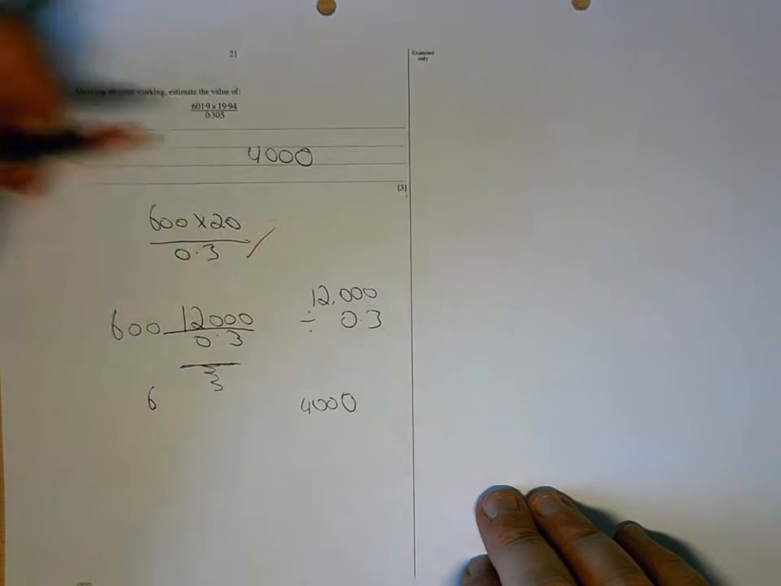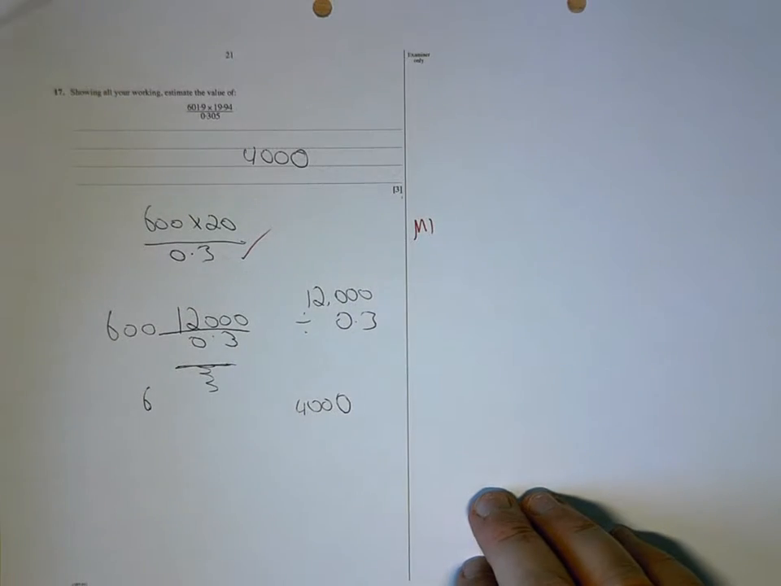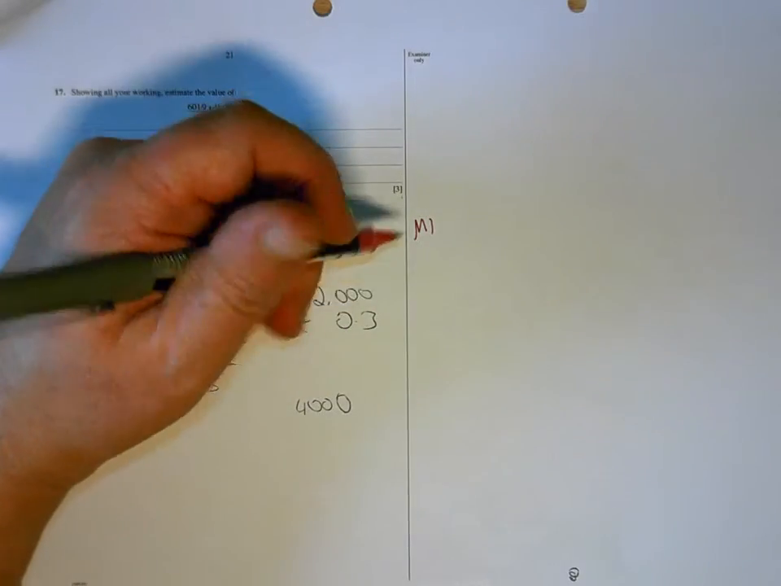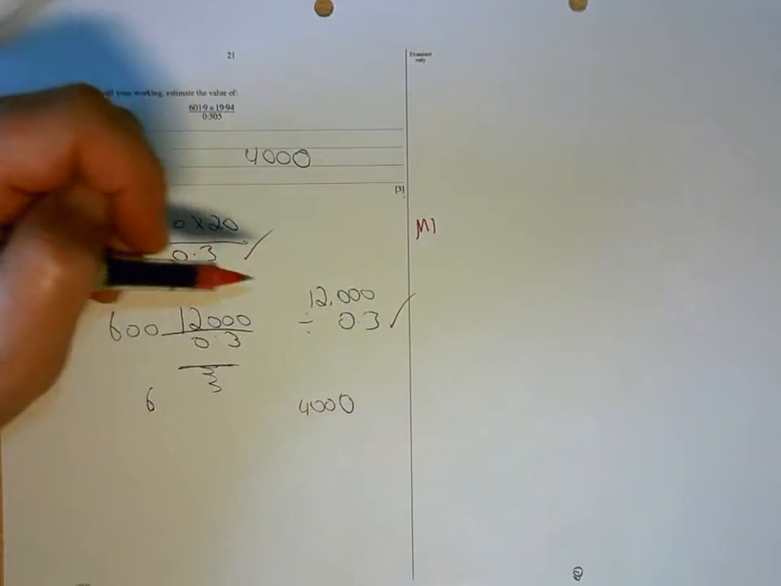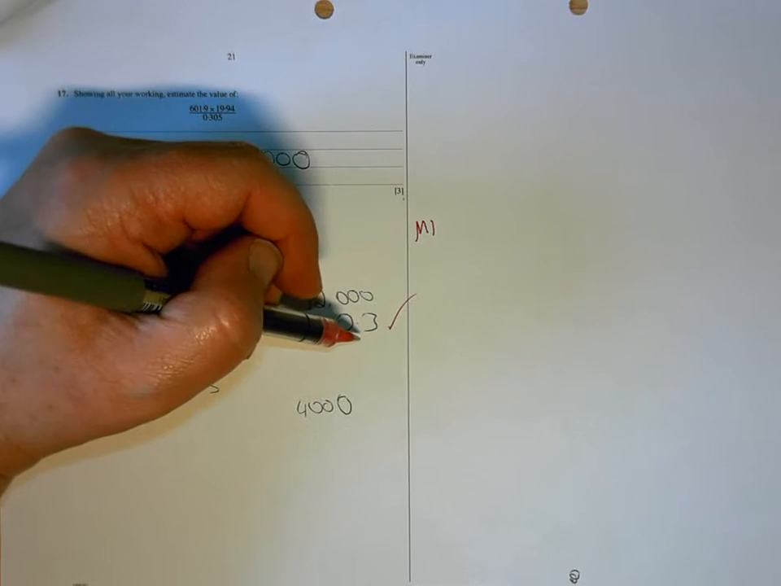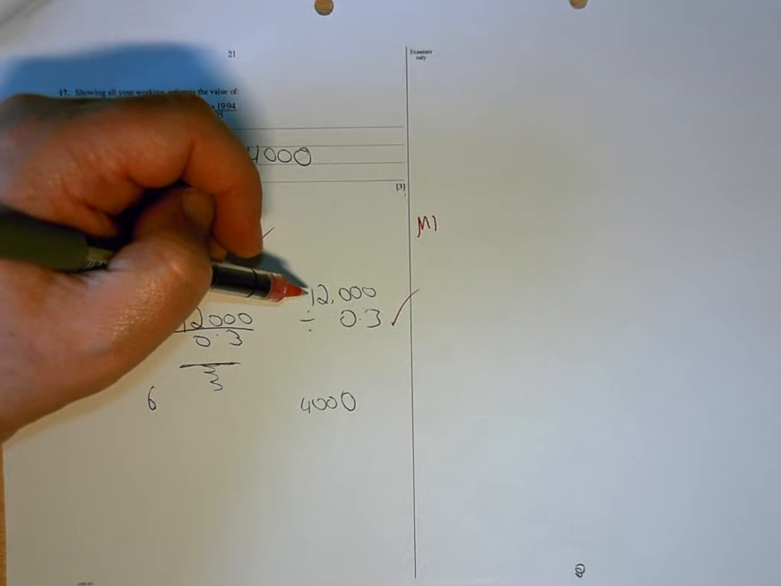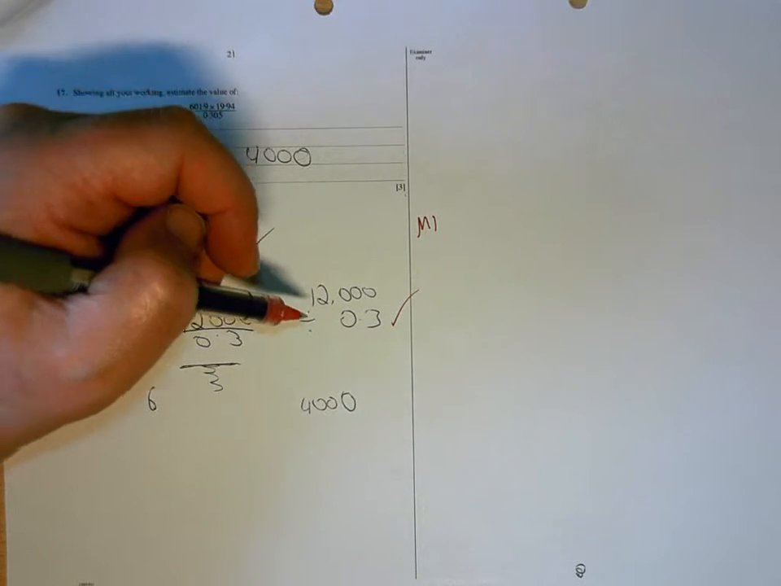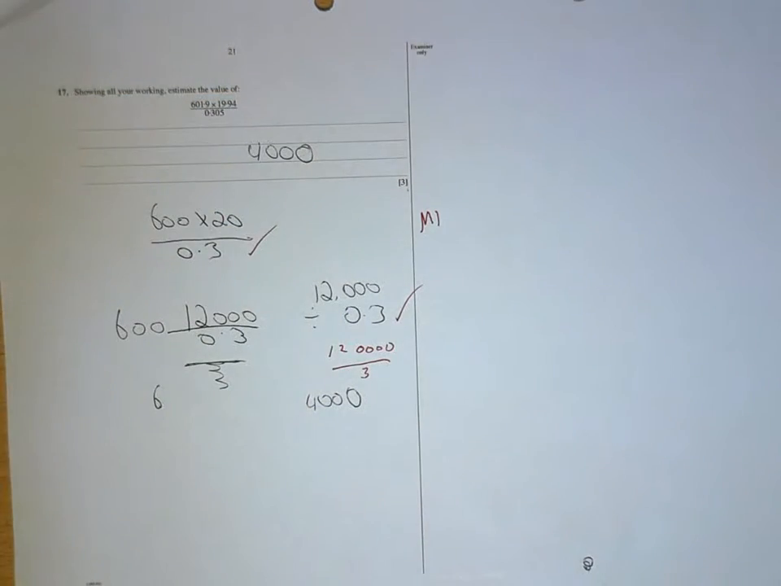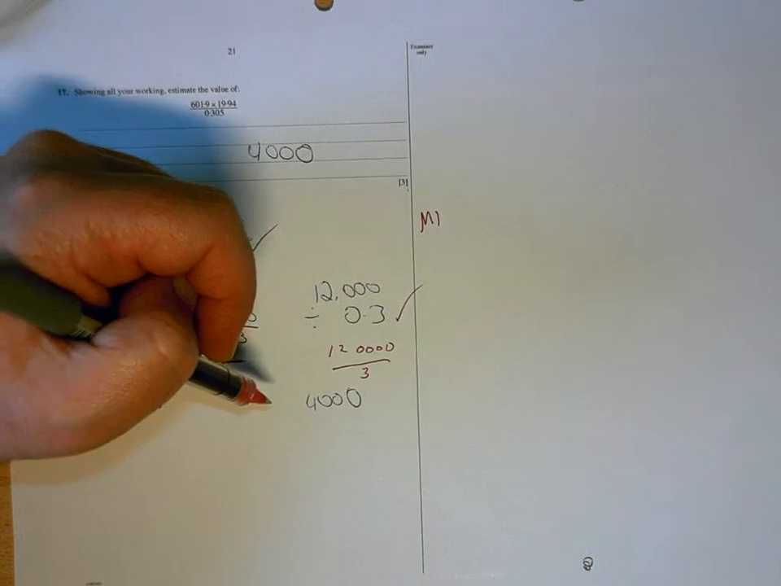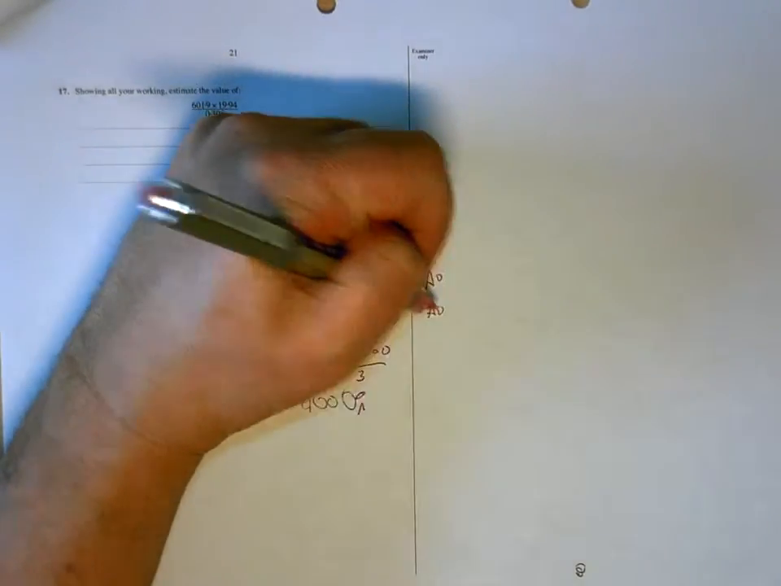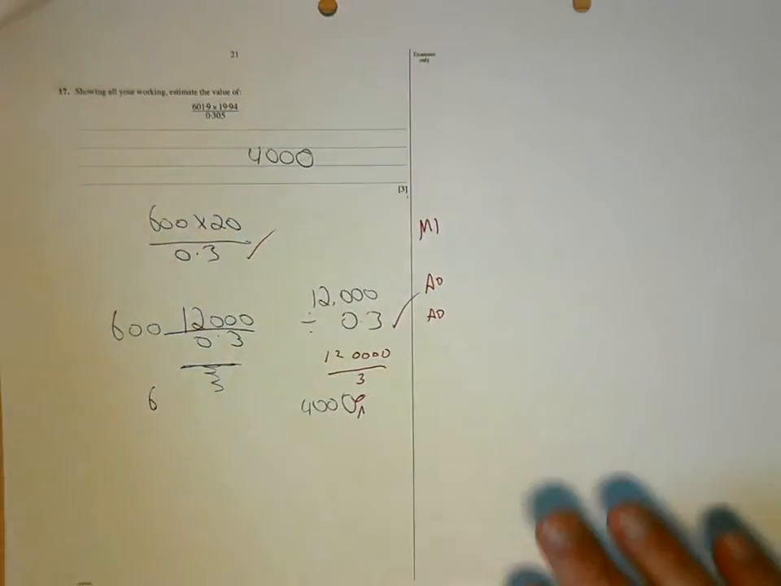600 times 20 divided by 0.3 is the right rounding. That's going to be 12,000 divided by 0.3. And then what you do from there is, if you multiply the bottom number by 10 to make it 3, you'd have to multiply the top number by 10 as well. So you'd end up doing that, and that's an easier one to work with. So you're 1 0 out. So 1 mark for that.